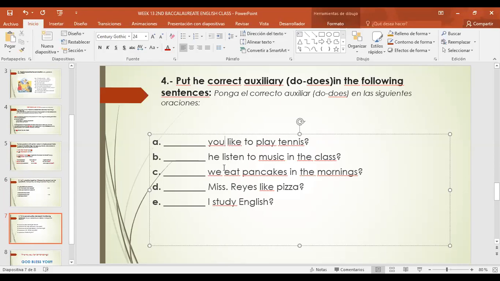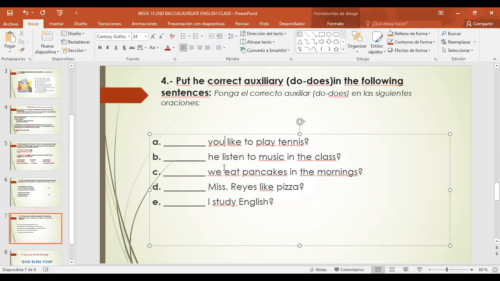Y yo les voy a decir que yes, you are right. Está muy bien. ¿Y por qué? Pero dígame por qué. Okay? A ver. Tell me. No problem if you want to use Spanish. En español no hay problema. Puede indicarme, ¿por qué va el do allí? Okay. Está bien, pero ¿por qué? Why? Do. Porque está hablando de... That's right. Thank you, guys.